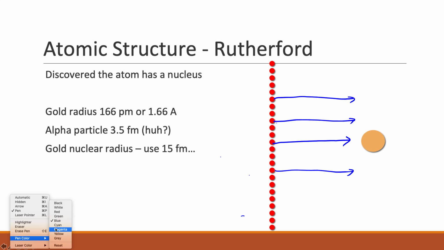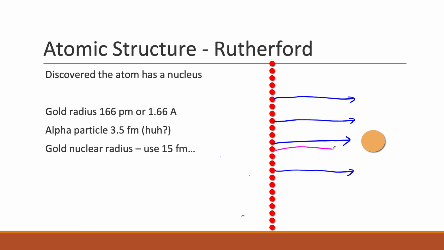Let me change my pen color a little bit to magenta. What actually happens is that we get these things coming in, and they get rebounded off because the gold nucleus is positive, and so is the alpha particle. We get these things flying off in all directions, some straight back. If we look at the results, we have a lot hitting here, but we have some hit here, here, here, and actually coming straight back.